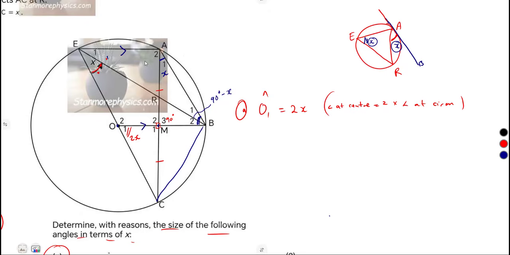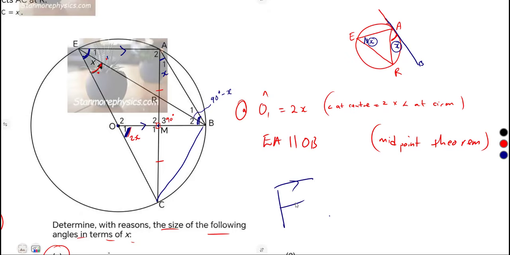So if these two are parallel, EA is going to be parallel to OB from our midpoint theorem. I want you to see something. It follows that the angle O1 and the whole angle at E are equal, because we're talking about F angles, corresponding angles. So corresponding angles are equal. So it follows that the whole angle at E is equal to angle O1.